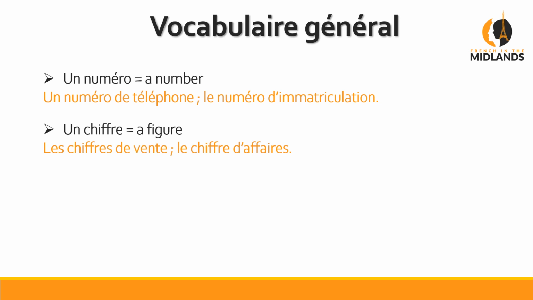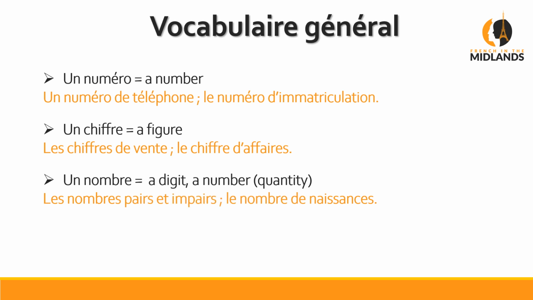Un chiffre is a figure and it's used in a context of sales. Companies are always on about their sales figures, les chiffres de vente, about their turnover, which is le chiffre d'affaires. And un nombre is either a digit or a number, but a number that denotes quantity. For instance, for a digit, you could say un nombre pair ou impair, which is even and odd number. And as a quantity, you can talk about le nombre de naissances, which is the quantity of births, as in the number of births.